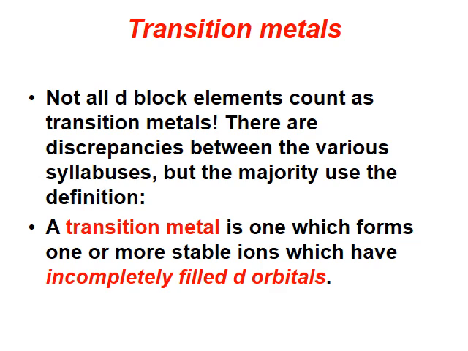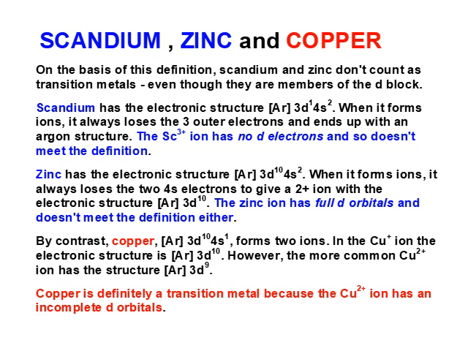Not all d block elements count as transition elements. Those whose d orbitals are incompletely filled, only those are known as transition metals. On the basis of this definition, scandium and zinc do not count as transition elements, even though they are members of the d block.